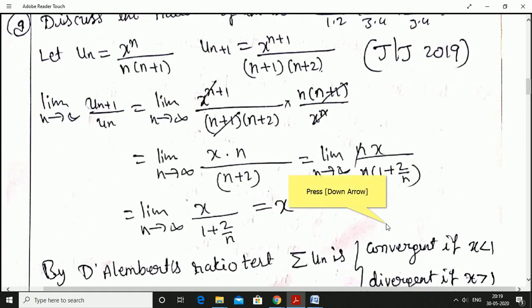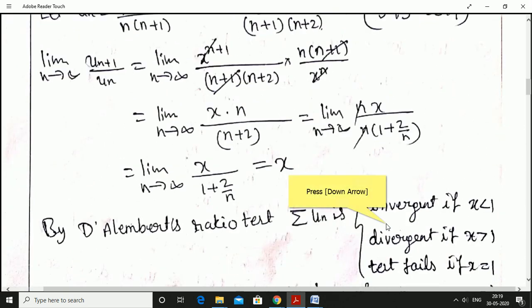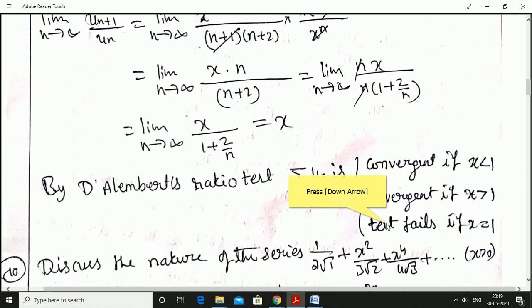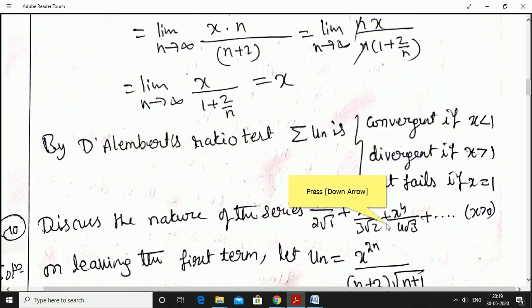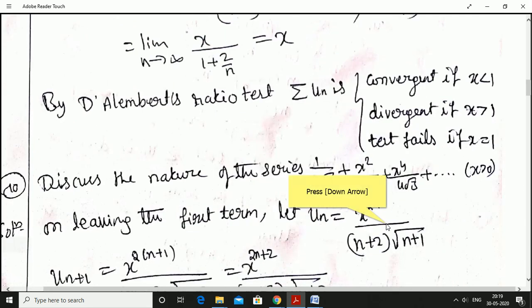Hence, by D'Alembert ratio test, sigma un is convergent if x less than 1, divergent if x greater than 1, and the test fails if x is equal to 1.